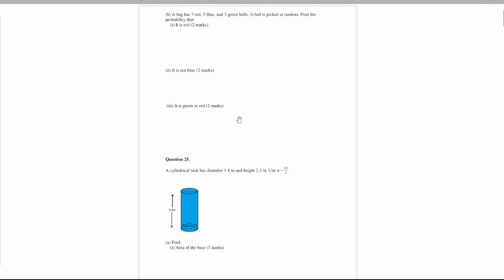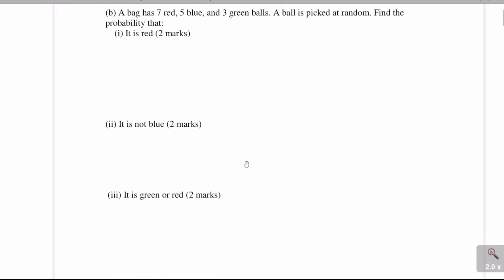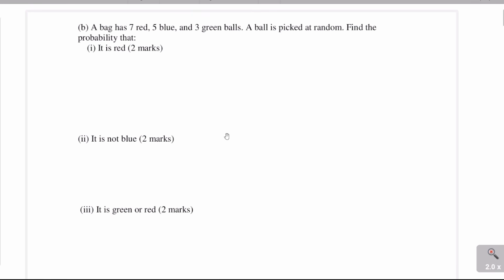We go to part B. So part B is a probability. A bag contains 7 red, 5 blue, and 3 green balls. A ball is picked at random. Find the probability that 1, it is red.